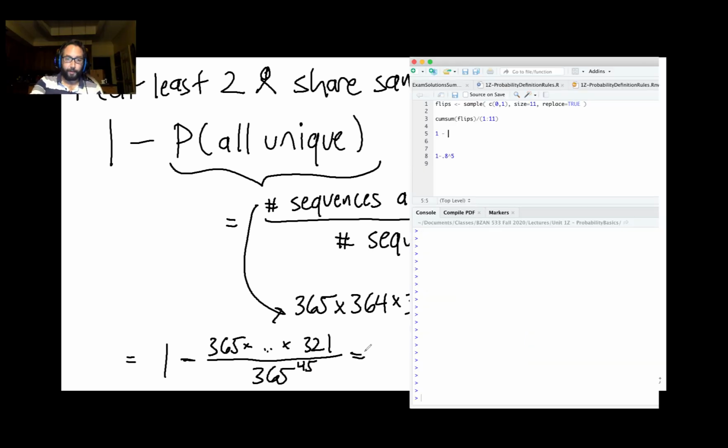And if you throw that into R, what you would find is that it is actually a really quite big number. I'm going to throw it into R. You can't see it, but trust that I'm doing it. 1 minus the product of the numbers 365 down to 321 divided by 365 raised to the 45th power. That works out to be 94%.